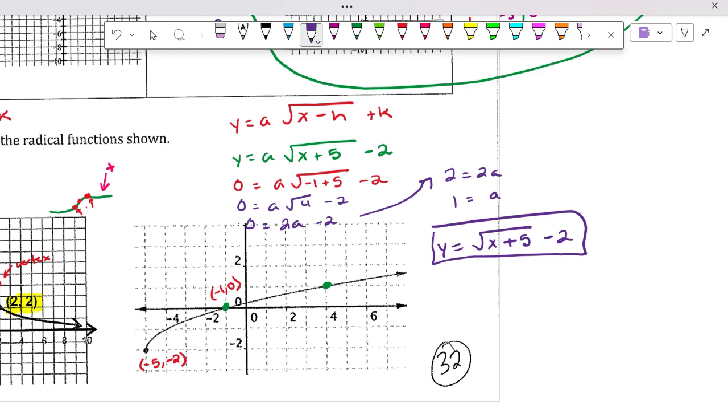Any questions? Any other questions on graphs of square roots and cube roots?